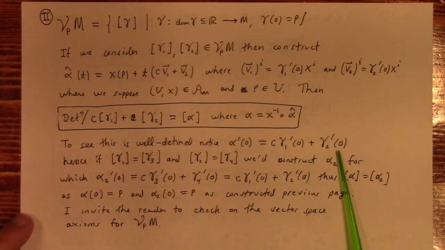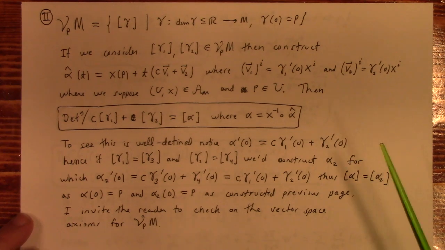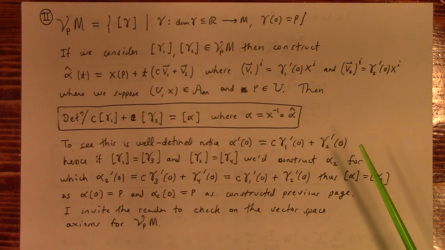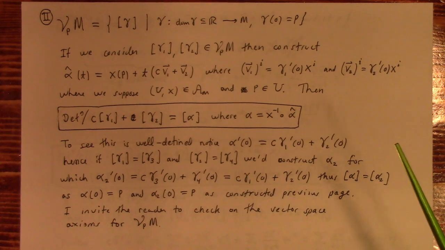If we used two different curves that represent these classes, like gamma 1 equivalent to gamma 3 and gamma 2 equivalent to gamma 4, and construct alpha 2 using these other representatives, well, then we'd have alpha 2 prime of 0 is this plus that. But then by the definition of equivalence, this is equal to that, and that's equal to that. So the equivalence class of alpha is equal to the equivalence class of alpha 2. See, it doesn't matter. If we used a different representative, we'd still get the same construction. We'd still get the same addition. So that makes the vector addition well defined.